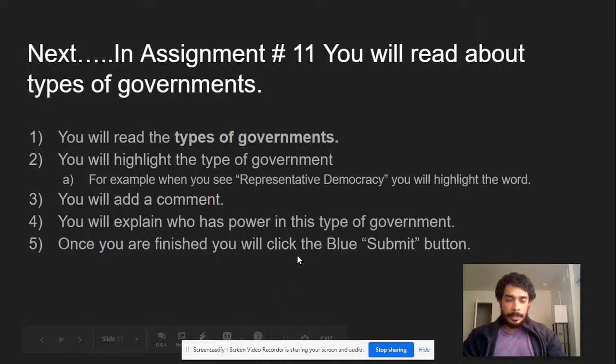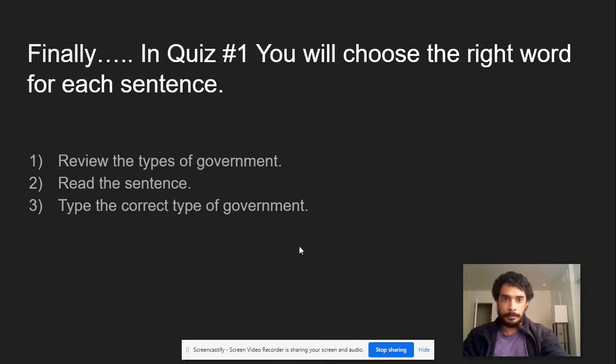Next, in assignment number 11, you're going to read about the types of government. You're going to highlight the type of government. For example, when you see direct democracy, you will highlight the word. You're going to add a comment, and you're going to explain who has power in this type of government. Once you are finished, you click the blue submit button.